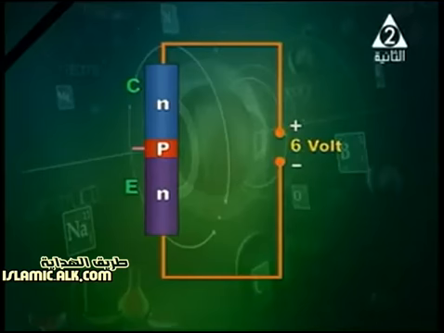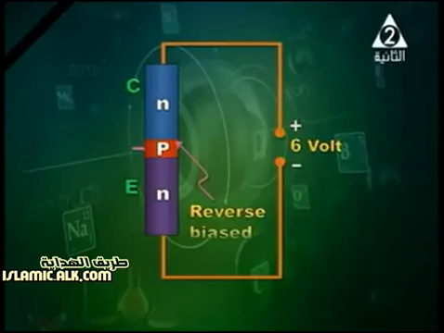Why? Because the base collector is reverse biased. So in front of you, we don't have any current when the base is not connected, because in this case, base collector will be reverse biased.